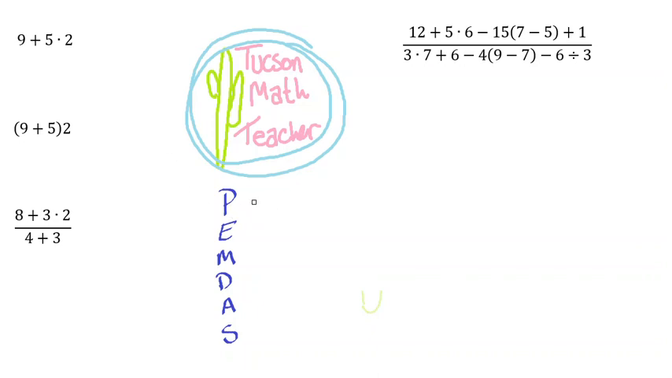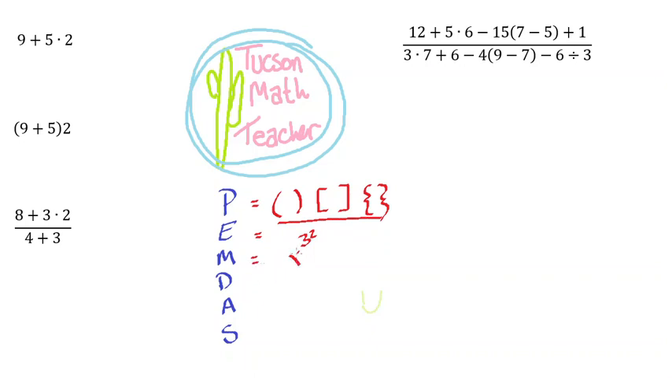P stands for parentheses, and P stands for any grouping symbols, so parentheses or brackets or braces sometimes. So anything that tells us the order in which to do things. Oh, here's one that we don't often think about. The fraction bar is a grouping symbol. We'll see that. E stands for exponents, anything raised to a power. We won't talk about that in this recording.